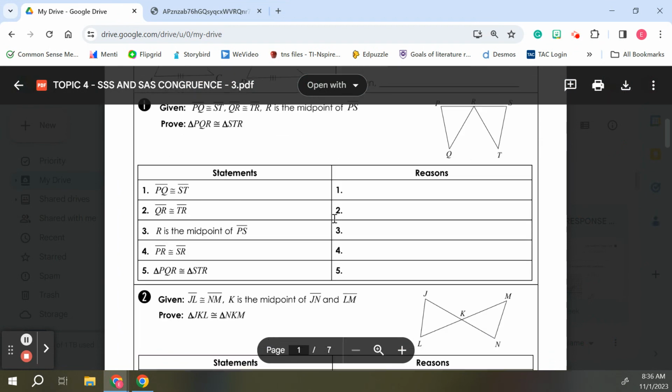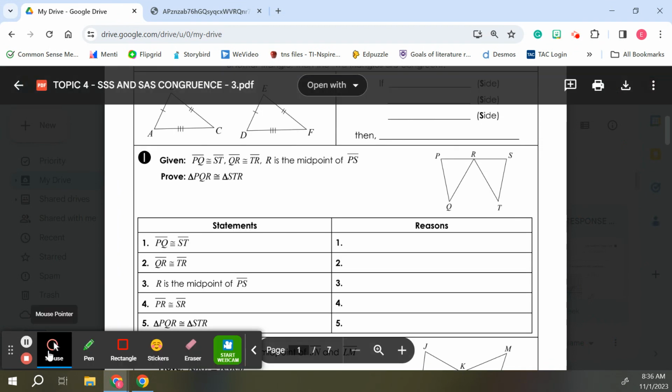All right, so here's a nice little proof warm up for you guys. Now they listed everything and then we're just listing the properties. Again, highly recommended you use colors and highly recommended that you mark things, all right? So the first thing they're saying is given PQ is congruent to ST, QR is congruent to TR, and R is the midpoint of PS. Prove that triangle PQR is congruent to triangle STR. Remember that this has to be your final statement.